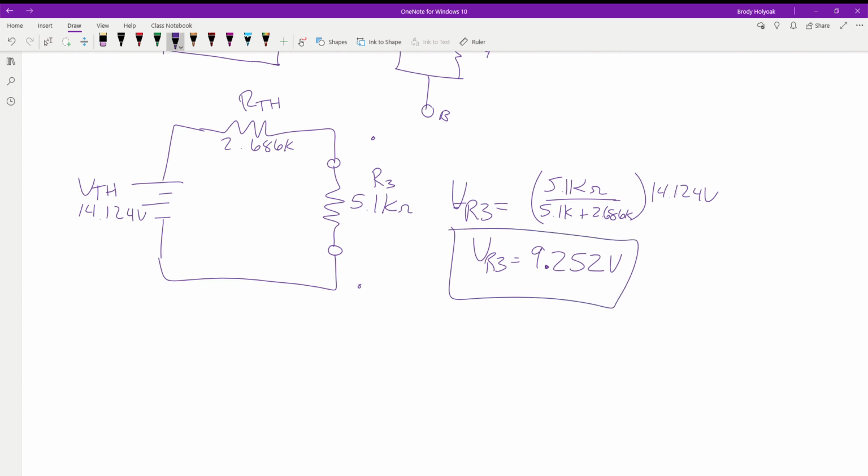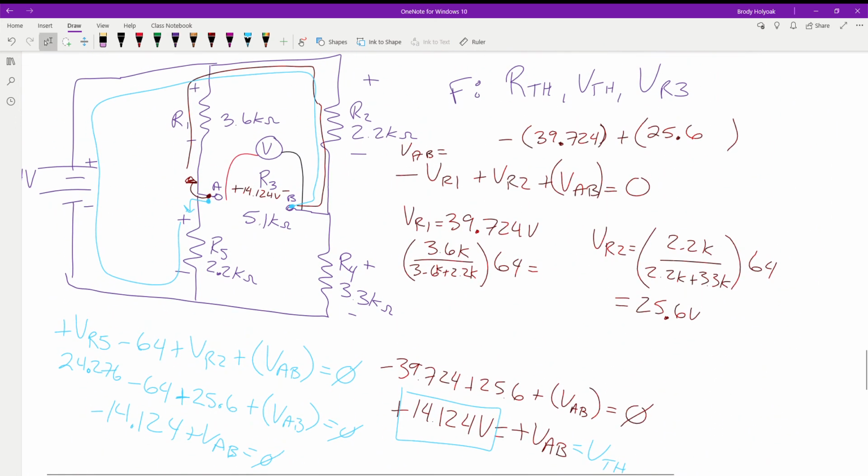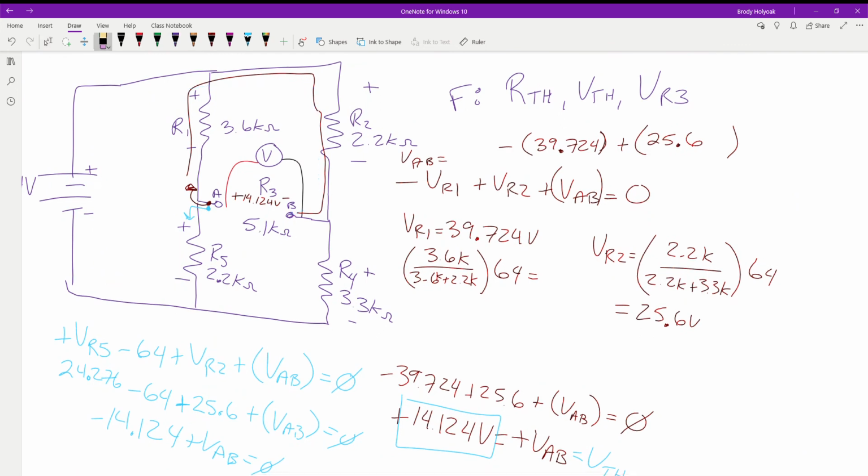Now that we've solved that, we need to go back through and we need to solve for all the voltages of the circuit. With polarity like that. Can we do it? Yes, we can. Huh?